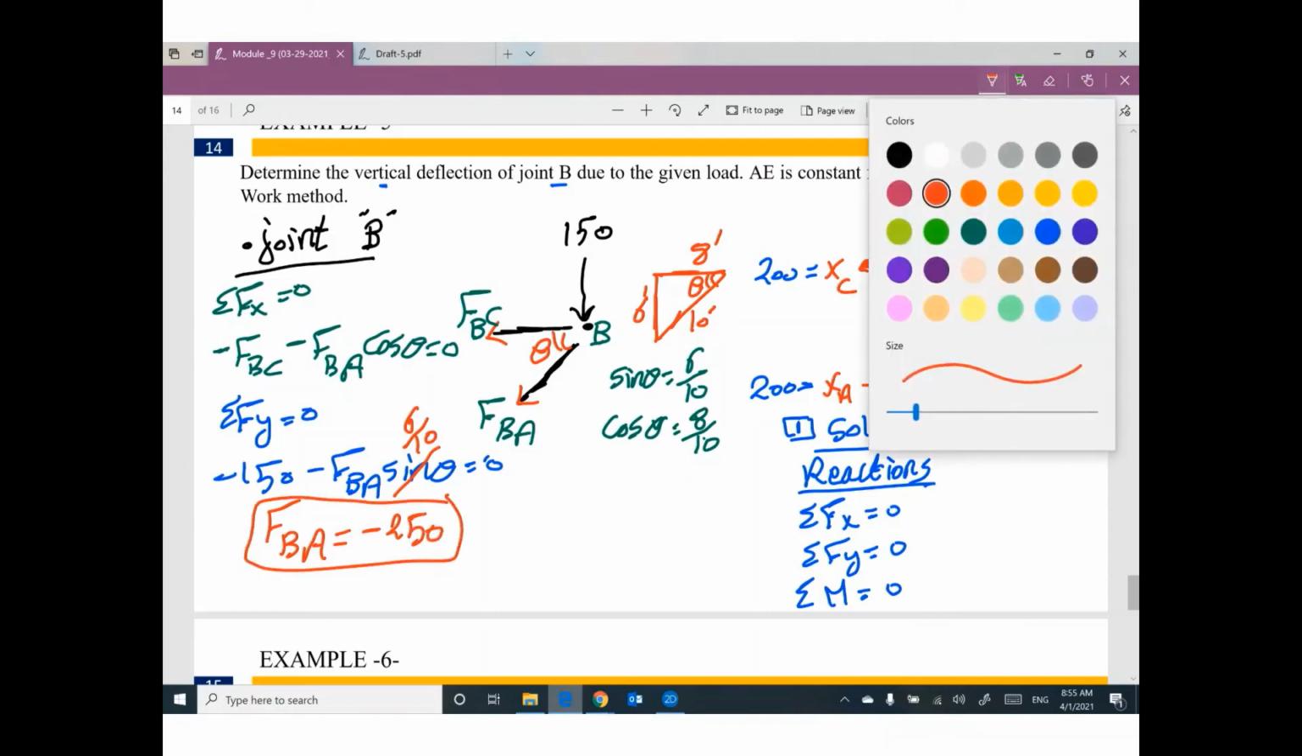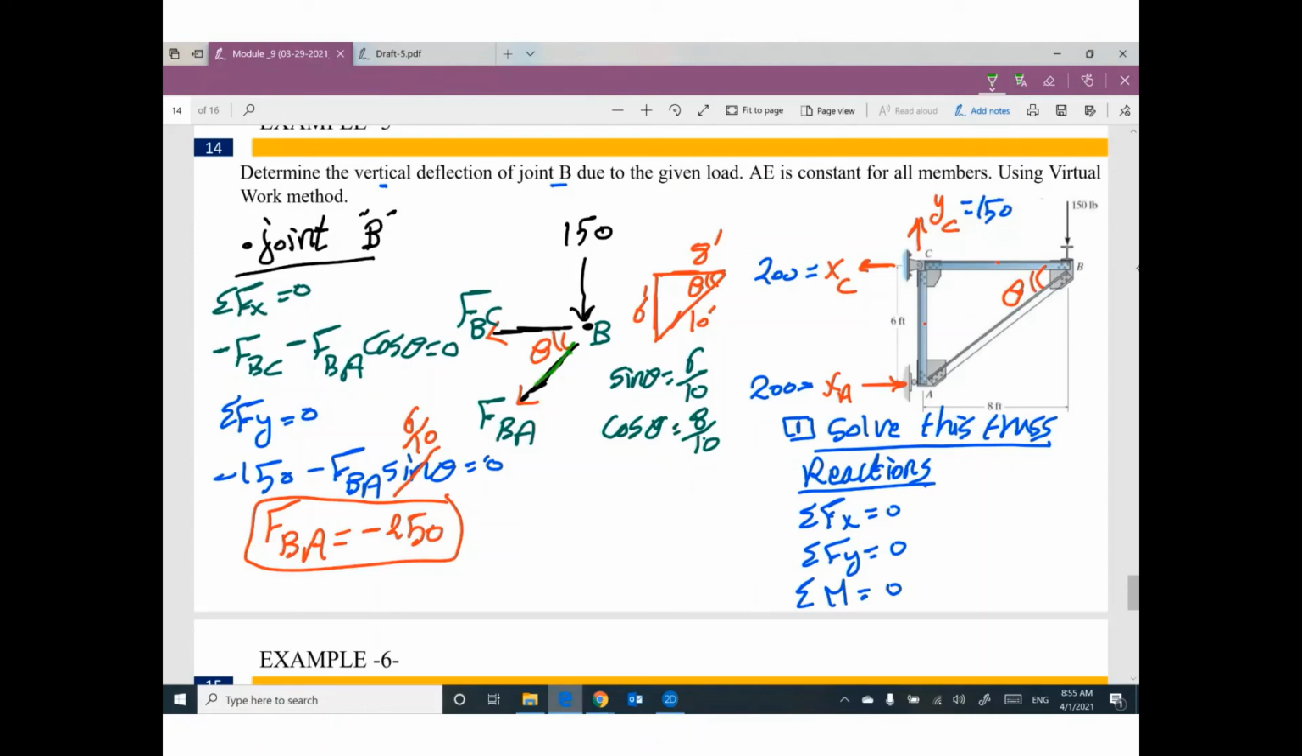Negative means you assumed the wrong direction. I assumed that this force was tension, but I'm sorry, it's a compression. Go back and put here FBA negative 250. Now I can figure out the value of FBC. It will be positive 200. Positive means I assumed the correct direction, which is tension.